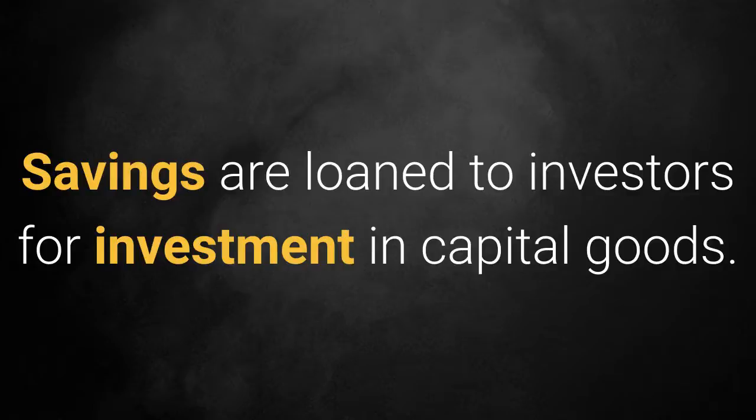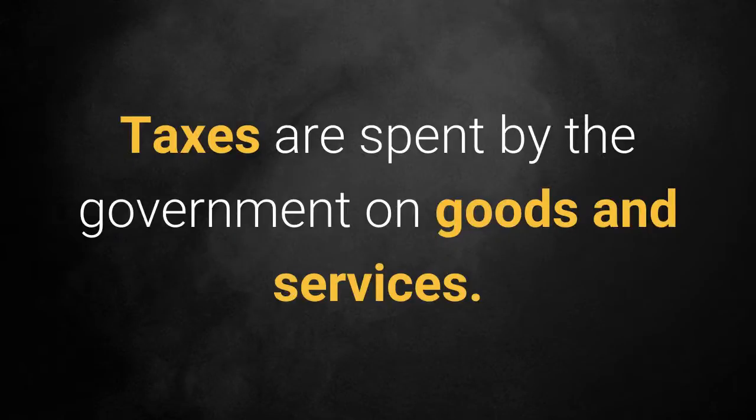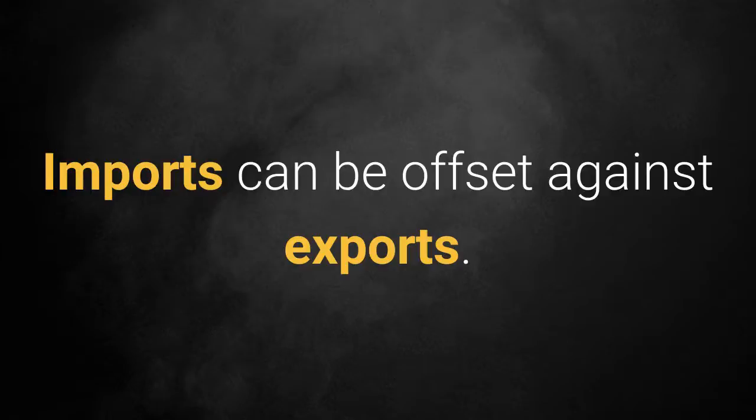Leakages are offset in the following way. Savings are loaned to investors for investment in capital goods. Taxes are spent by the government on goods and services. Imports can be offset against exports.